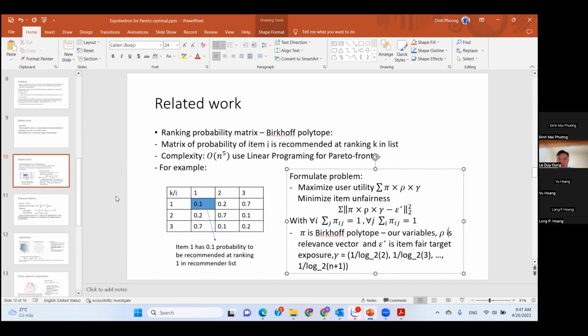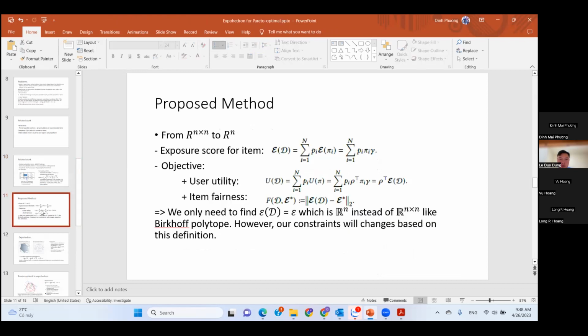Because this is a query-based recommender system, the recommendation should be given after the query in maybe less than 1 second. It's still very large. So could we reduce that work? The answer is yes. This is what the paper Expohedron does. They propose a new method to generate the exact Pareto front, as they claim, with less complexity.